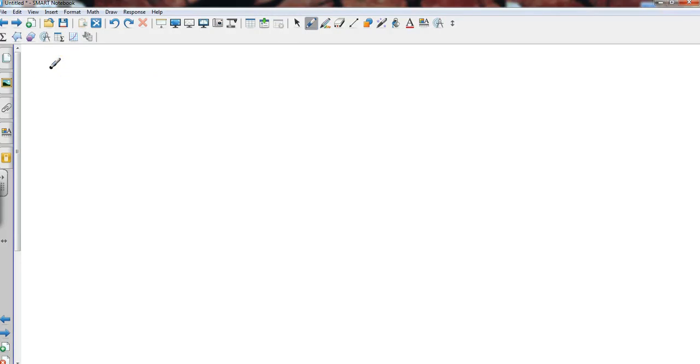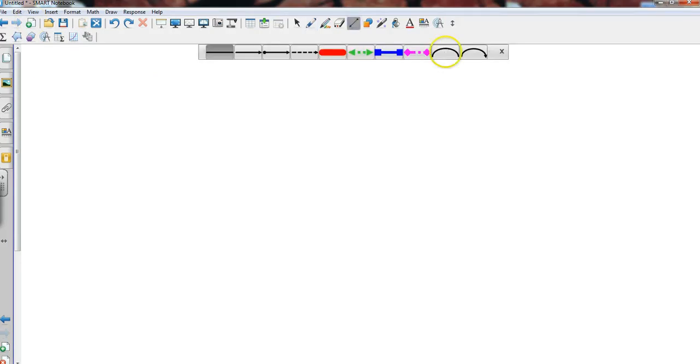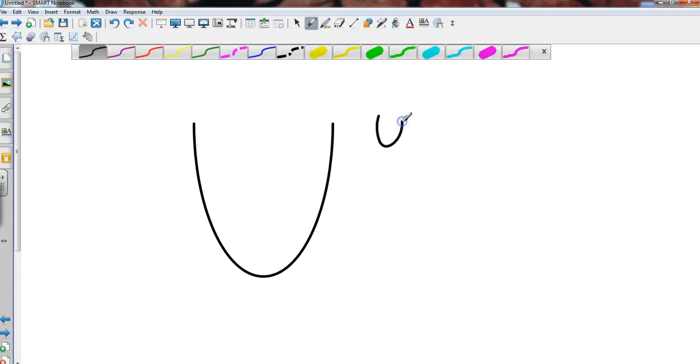Without doing a graph, what if I gave you that? That's called a parabola. Function or not a function? Function. Okay. What if, let's see, this is, I want to write that down there. This one is a function.